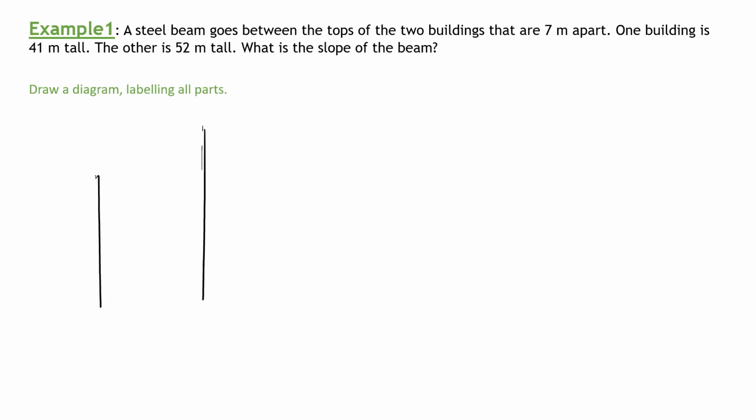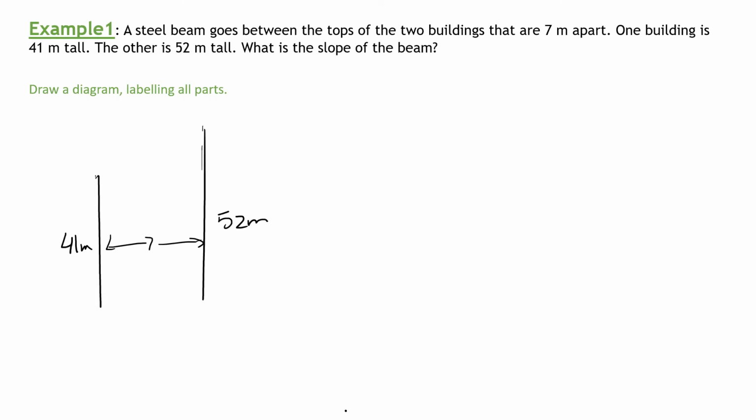So we've got 2 buildings that are 7 meters apart. So the distance between these is 7 meters. This is one building, and this is the other building. There's 7 meters in between them. One building is 41 meters tall. That'll be the shorter one. This one's 41 meters tall. The other is 52 meters tall. What is the slope of the beam?